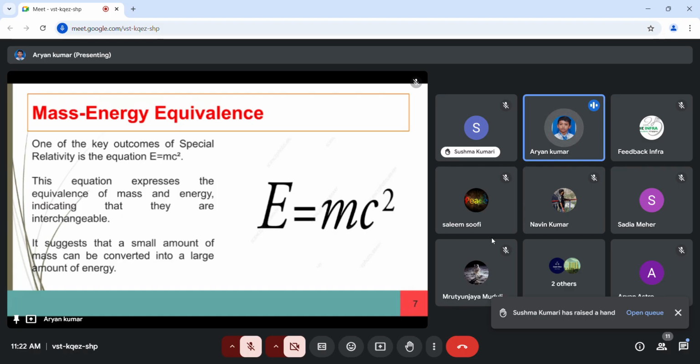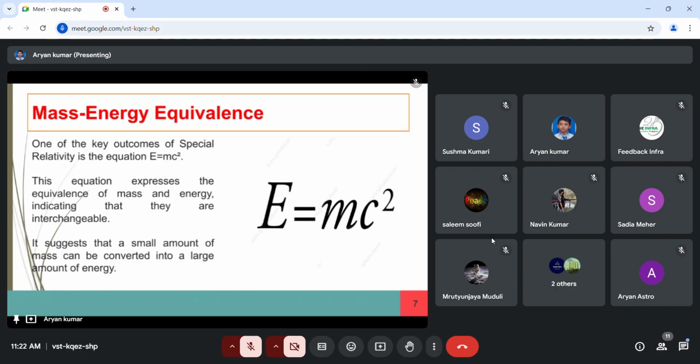Okay, Aryan, what's the question? What is the meaning of E equals mc squared? So E is the energy, m is the mass, and c is the speed of light, and squared is you multiply by the same number. Did you understand now? Yes. Okay.